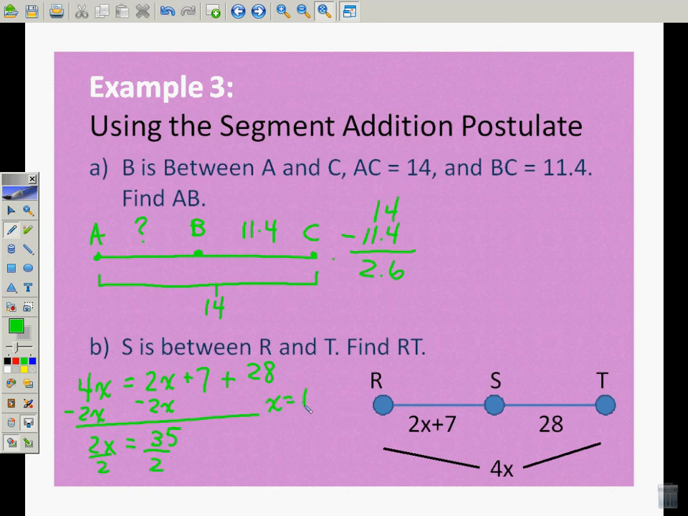They're not asking me to find x. They're asking me to find the length of the whole thing. Well, the whole thing is 4x. So 4 times 17.5. 2 times 17.5 is 35. 35 times 2. This is going to be 70. This is my answer. The whole thing is 70. So if you solved for x, you got half right. But we got to take that extra step, find out what the length of the whole thing is.